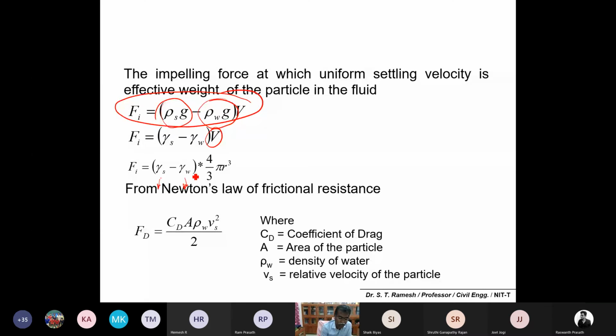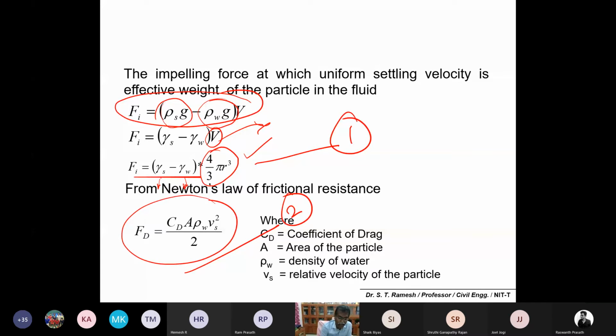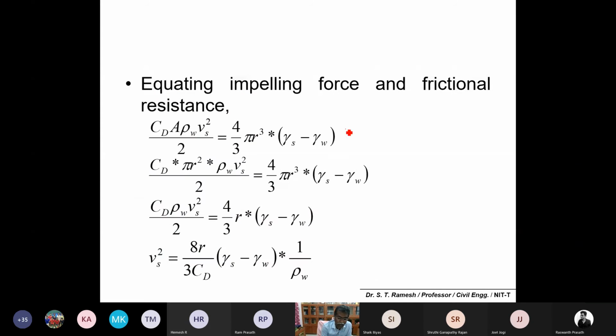Assuming the particles are spherical, the volume becomes 4/3 pi r cube. This is equation number 1. According to Newton's law of frictional resistance, which we have seen in the previous class while discussing flocculation chamber design, the drag force is CdA rho V square by 2. If I equate 1 and 2, CdA rho V square by 2 is equal to 4/3 pi r cube into rho s minus rho w. A can be replaced by pi r square because the particle is spherical.